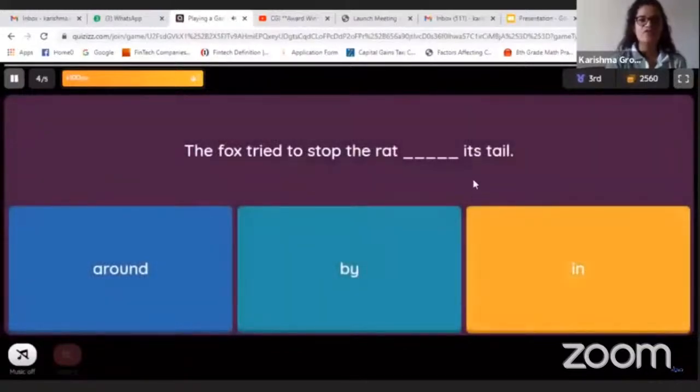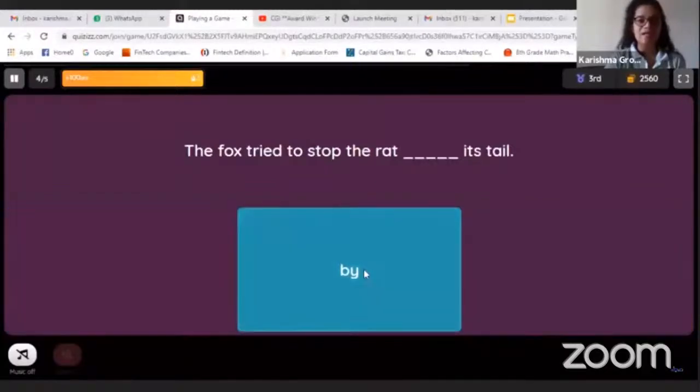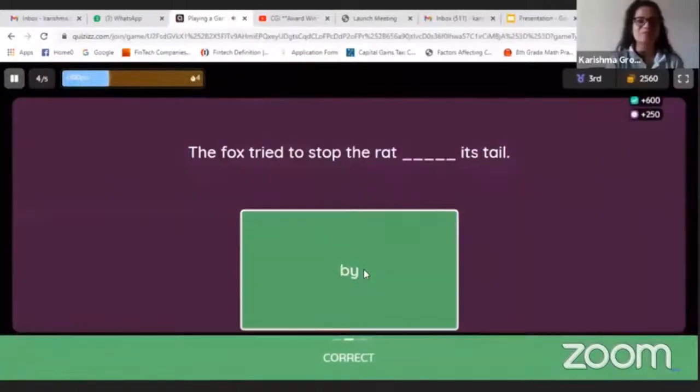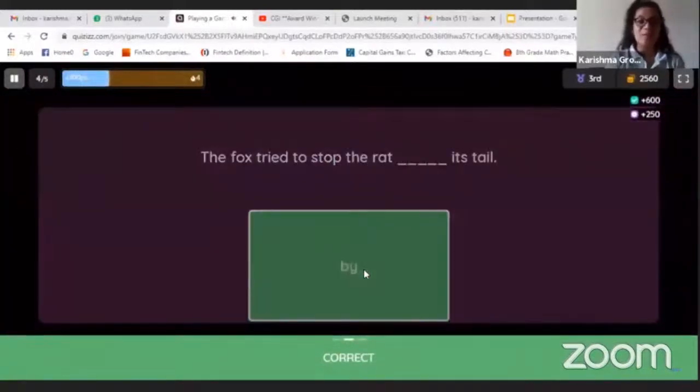Okay. The fox tried to stop the rat by its tail. Around its tail? No. In its tail? No. So it's by its tail. Everyone got it right? Yes? Good job, everybody. Very good. Okay, we got a power up. Yay!